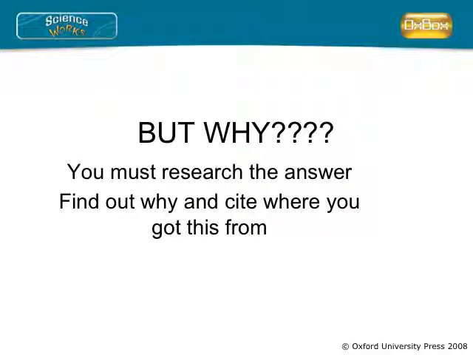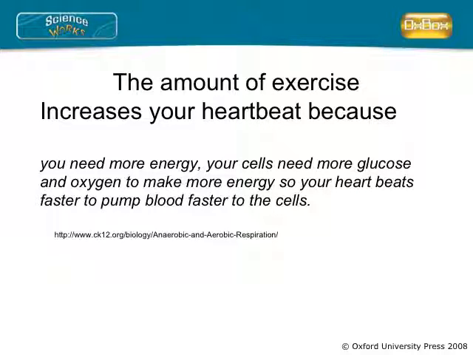So I'll give you an example. Our prediction for the previous experiment was the amount of exercise increases your heartbeat because you need more energy, your cells need more glucose and oxygen to make more energy, so your heart beats faster to pump the blood faster to the cells. Okay? So, I mean, I could add a little bit more detail to that. It's not perfect. But the important thing is I found this information and I cite it. I say this is where I got it from.